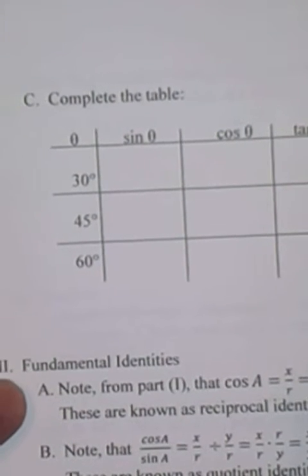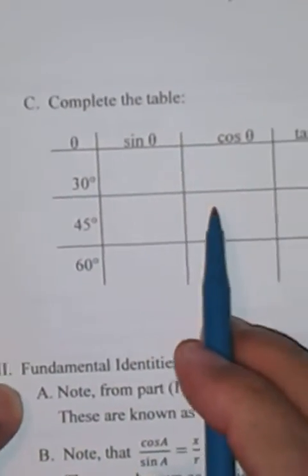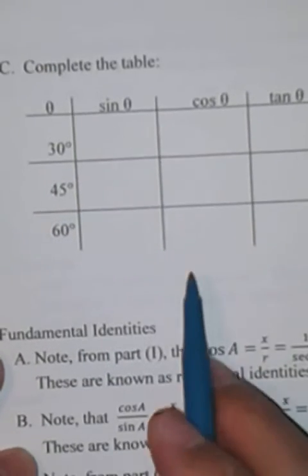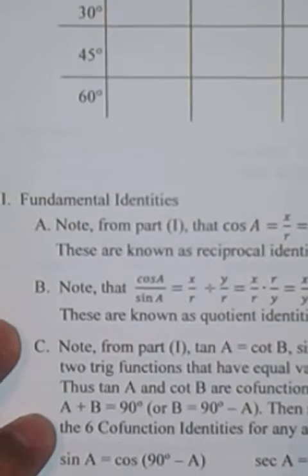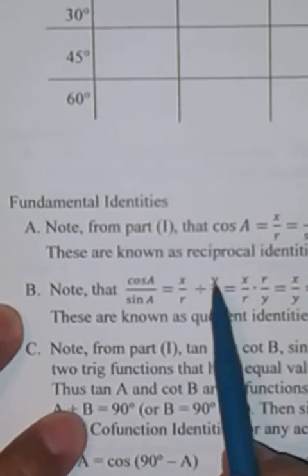All right, we continue. So section C, we're just going to fill in the values that we found. If you've already done that, good; if not, you can go back and just look them up. All right, so part 3 is about some identities. That means some relationships, some of which we've noted.